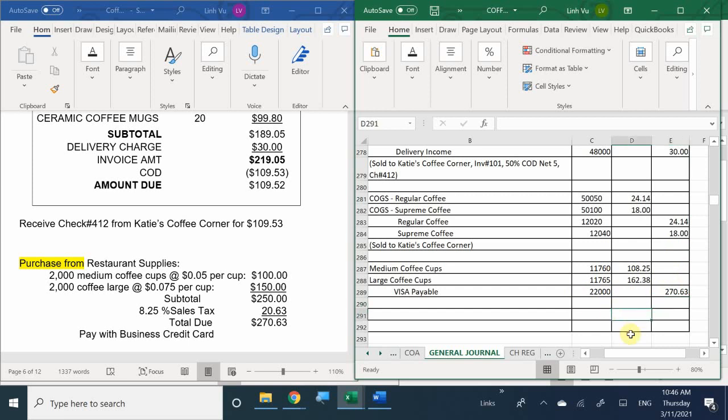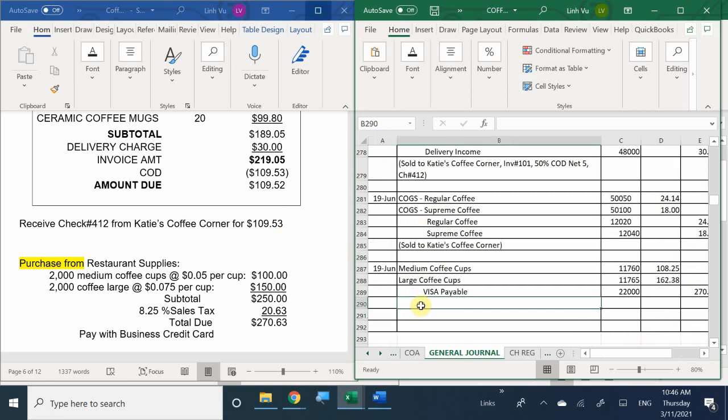So good. All right. Now here we have everything we need in detail, right? What do you want to place as the description? Okay. Purchased 4,000 cups from Restaurant Supplies. Good. What do we do next? General ledger. Good.